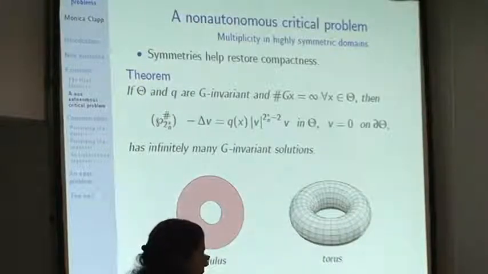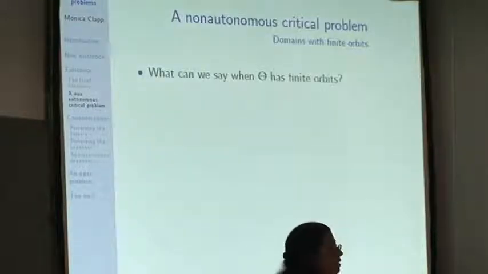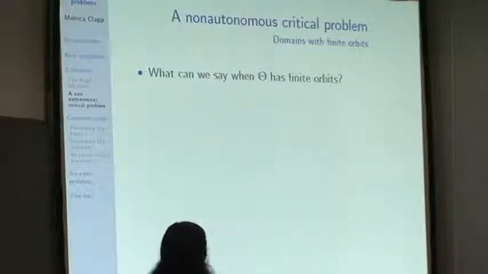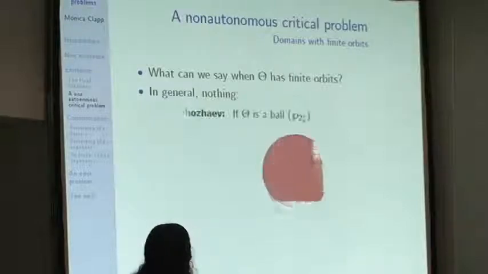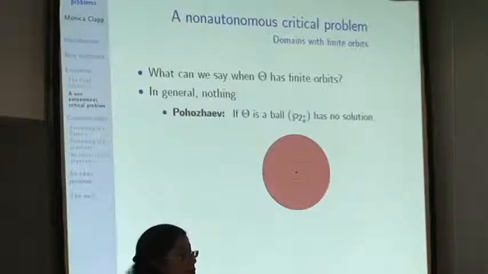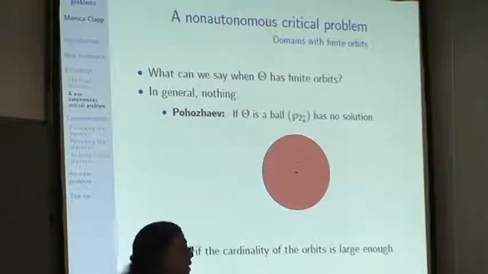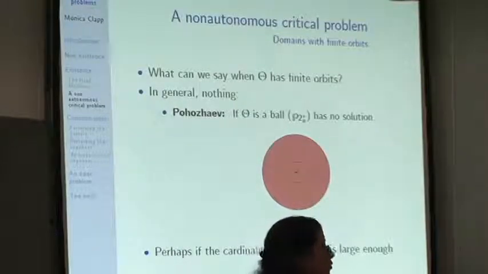So this is okay. But now you see that the question is, what can we say when the domain has finite orbits? Well, in general, one cannot say anything because in the ball, Bogoshayev has told us already that there are no solutions. But perhaps if the cardinality of the orbits is large enough, can we perhaps get some solutions?